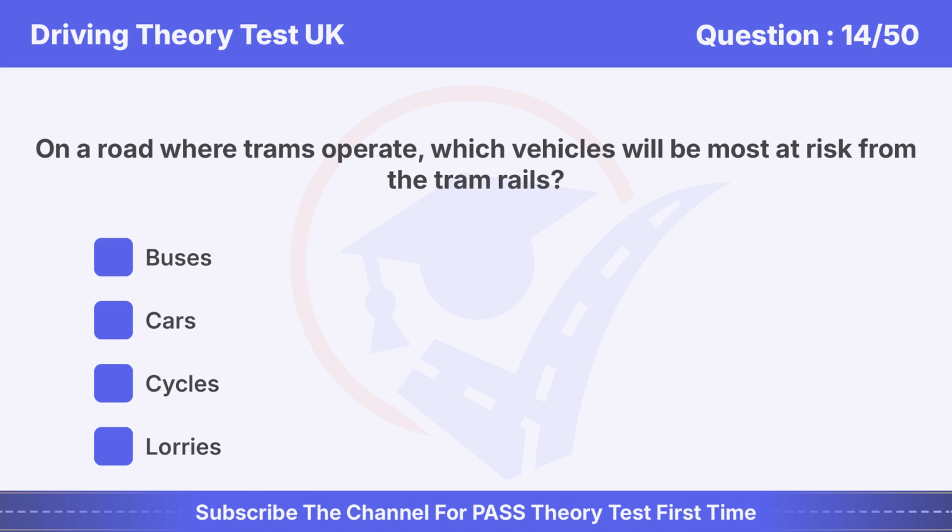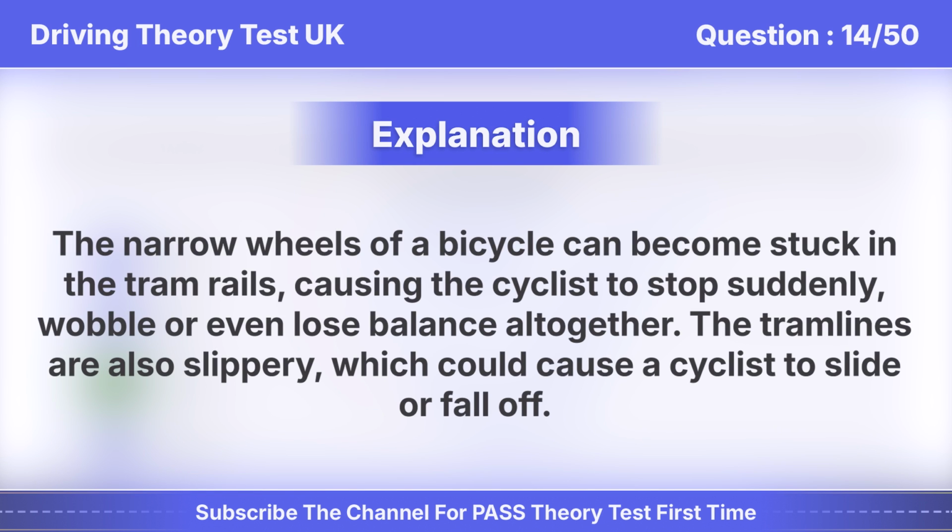Question 14. On a road where trams operate, which vehicles will be most at risk from the tram rails? Answer is C, cycles. The narrow wheels of a bicycle can become stuck in the tram rails, causing the cyclist to stop suddenly, wobble, or even lose balance altogether. The tram lines are also slippery, which could cause a cyclist to slide or fall off.